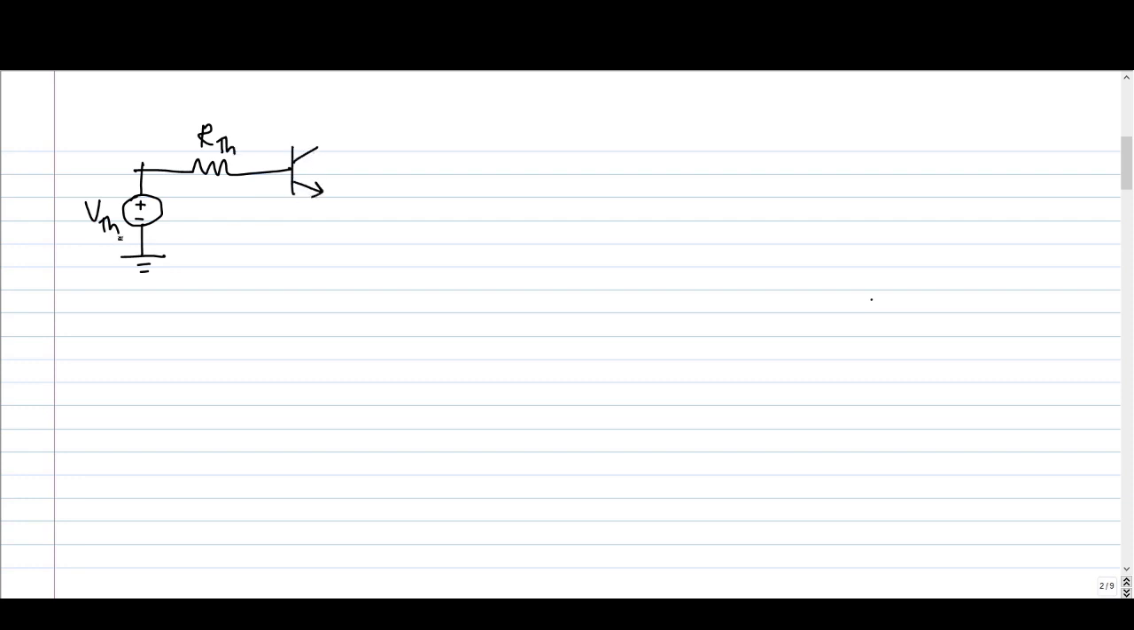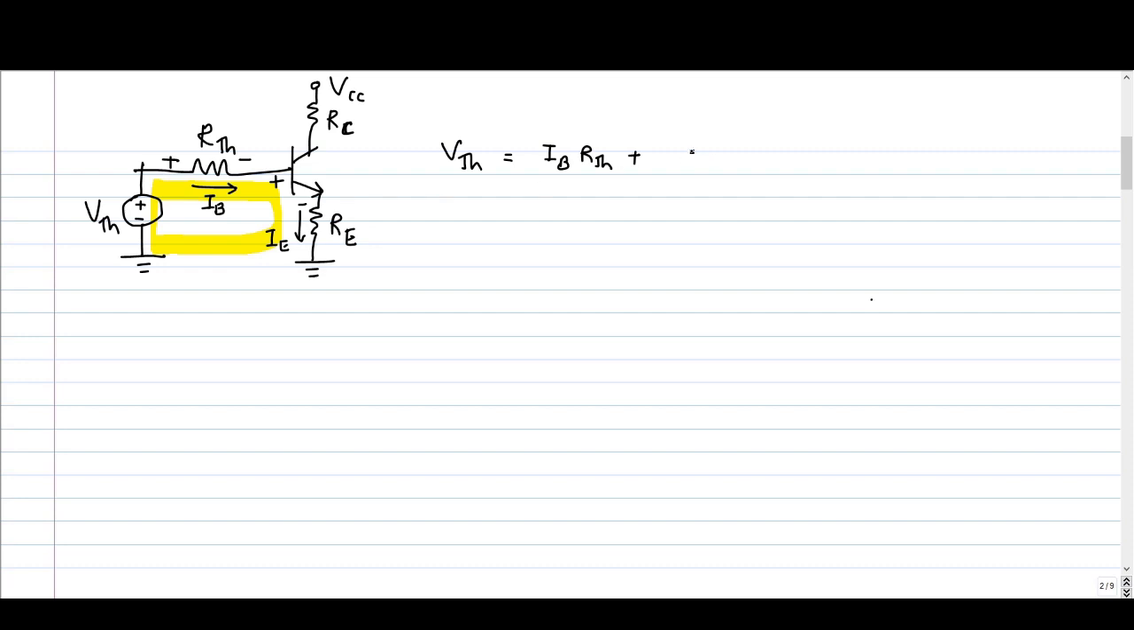The potential divider is replaced by an ideal voltage source VTH in series with RTH. The remaining part of the circuit is the same. The current flowing through RTH is IB and the current flowing through RE is IE. And we can apply KVL in this loop. If you apply KVL, you can write VTH, the source voltage, is equal to the drop across RTH, that is IB into RTH, plus the drop across the base emitter terminals, that is VBE, plus the drop across RE, that is IE into RE.